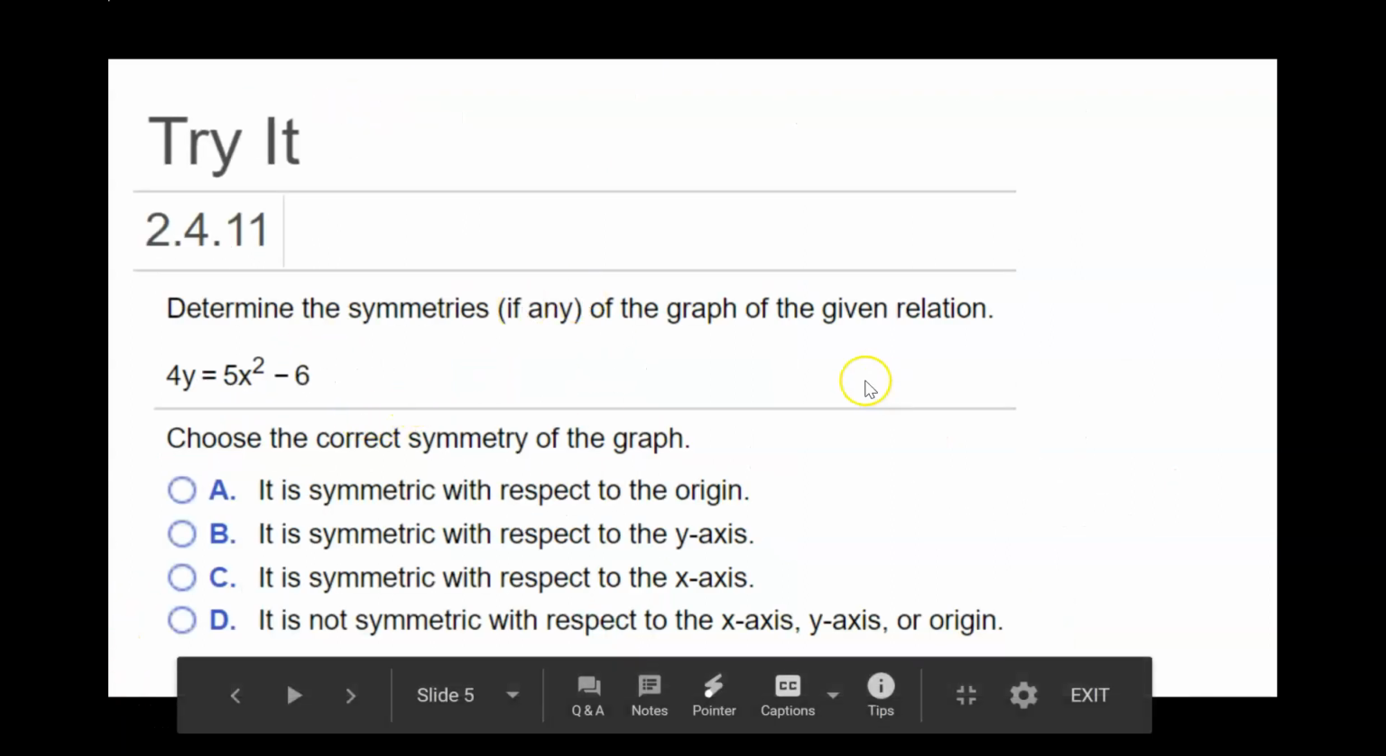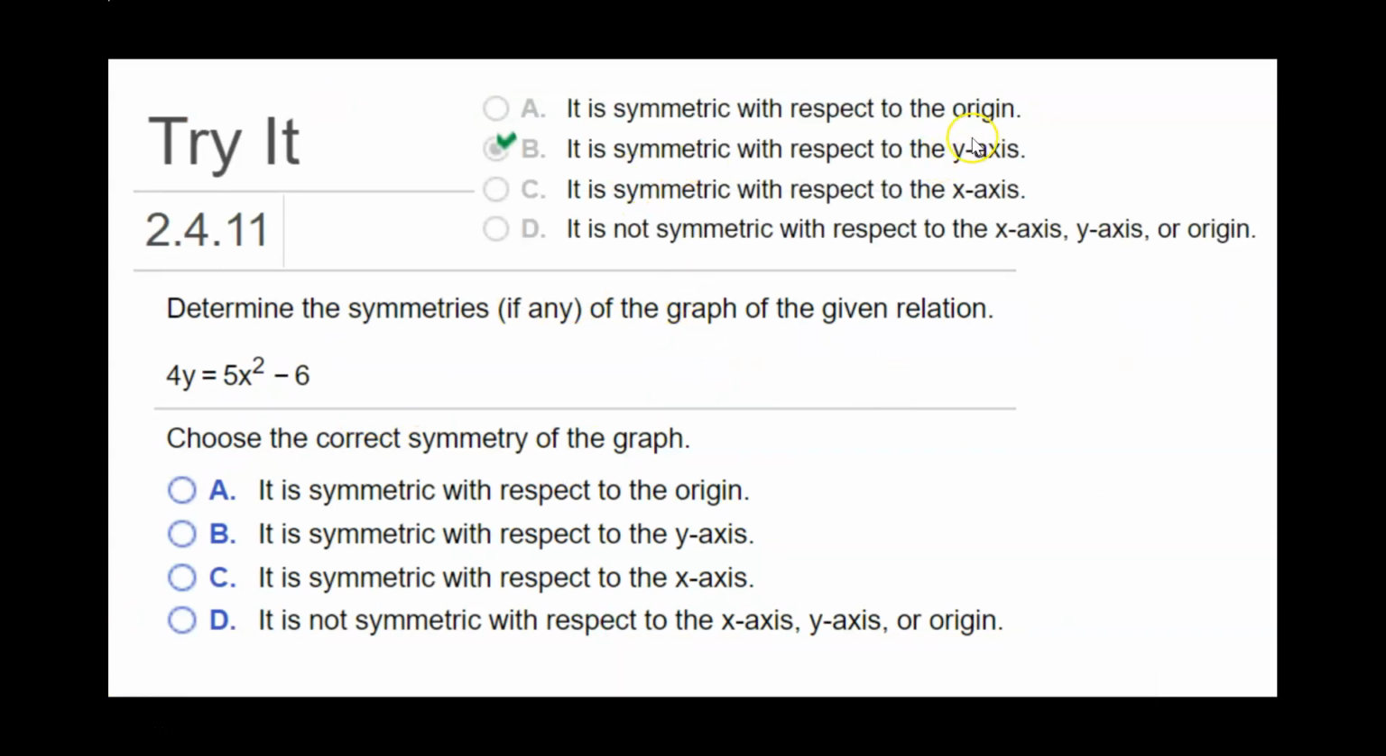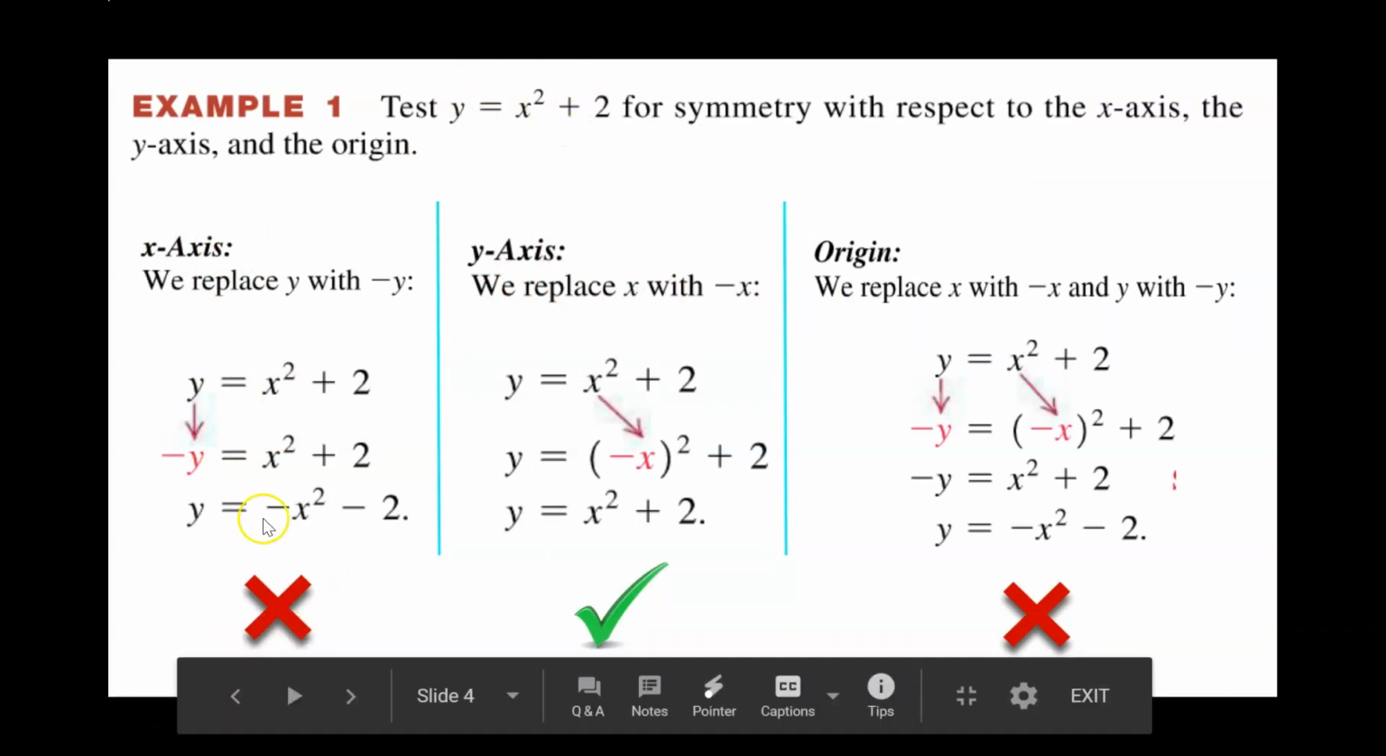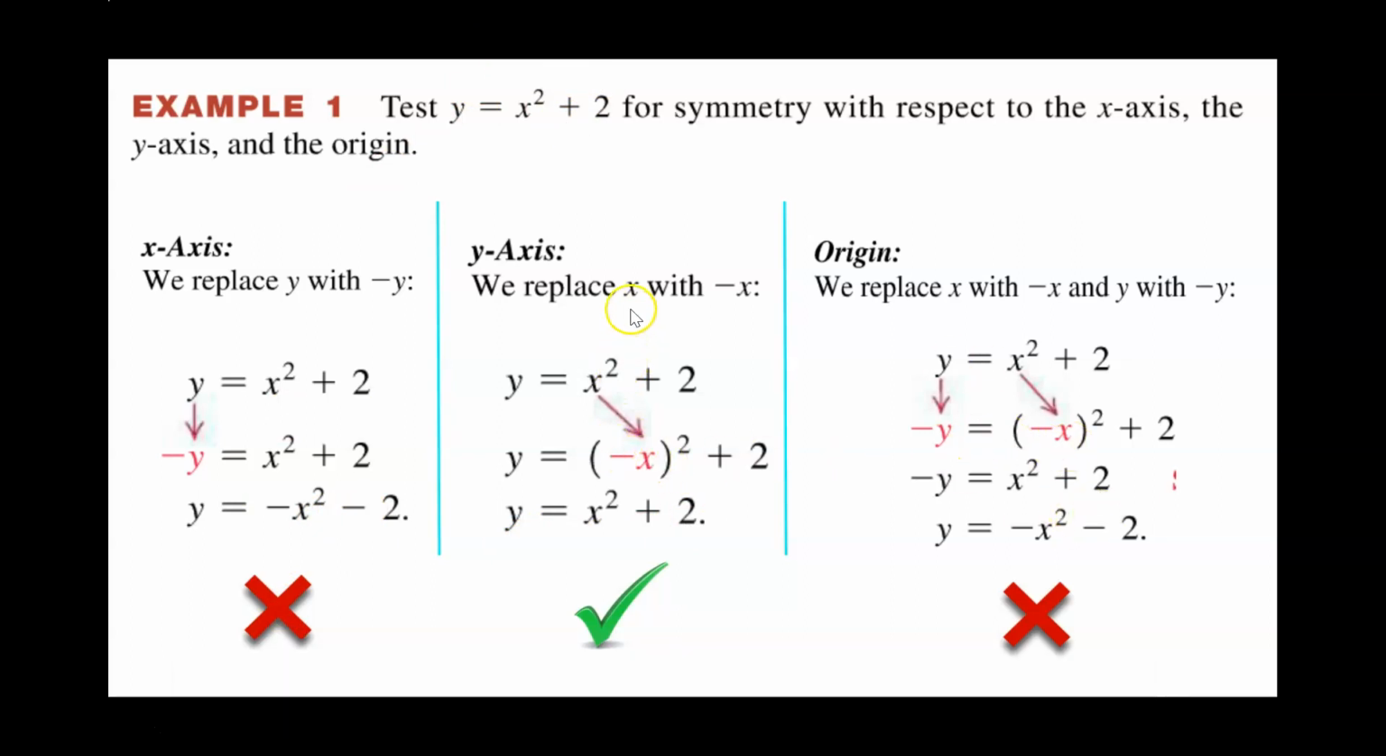So hopefully, once you did this, you realized it was symmetric with respect to the y-axis. This one is what we did. We tried it this way. It did not match up to our original equation, 4y equals 5x squared minus 6, and we did the origin too. Once we plug the negative in for x and square it, we got the exact same equation as our original, 4y equals 5x squared minus 6, and that's why it's symmetric with respect to the y-axis.